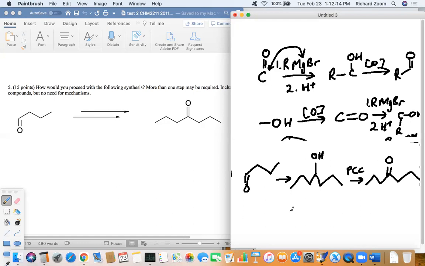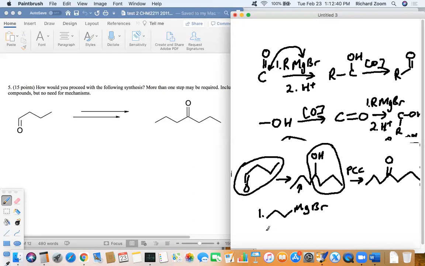Okay, so now we have to figure out what Grignard reagent goes here. And what you would do is, again, just find out where the aldehyde went. You can see it went here. It could have gone on either side, actually. It's symmetric. And this ends up being the Grignard reagent here, which would look like this. All right, does anybody have any questions?